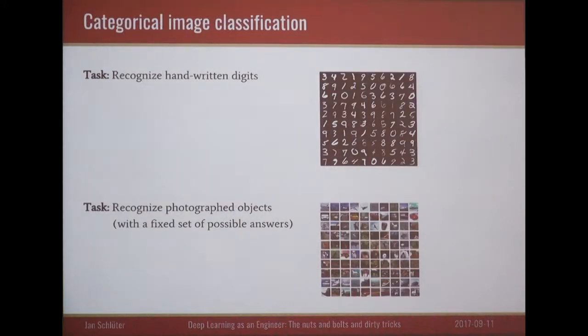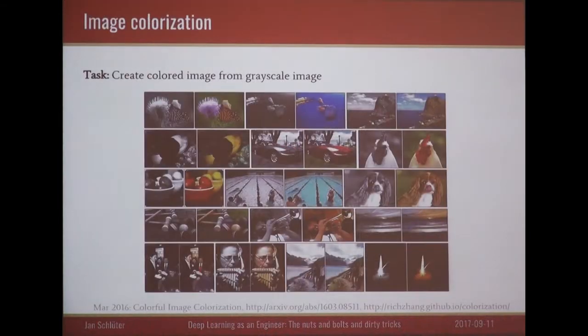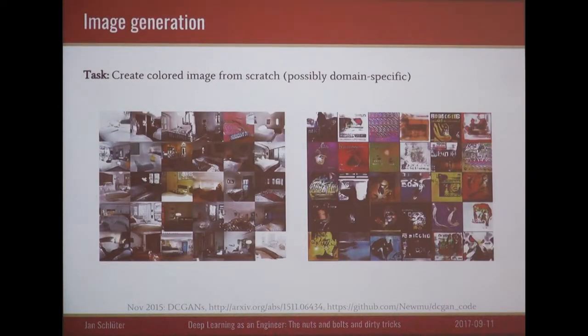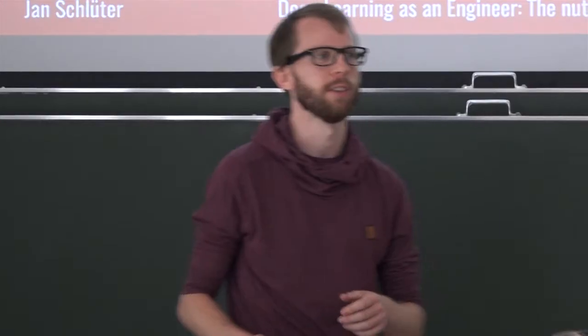Then we can do multi-class or categorical classification, like recognizing digits or object detection with a fixed set of possible answers or classes. And we can do image colorization, creating some plausible version of a gray photograph, a colored version. Then we can do image generation, like creating small photographs of bedrooms that don't actually exist, or album covers.